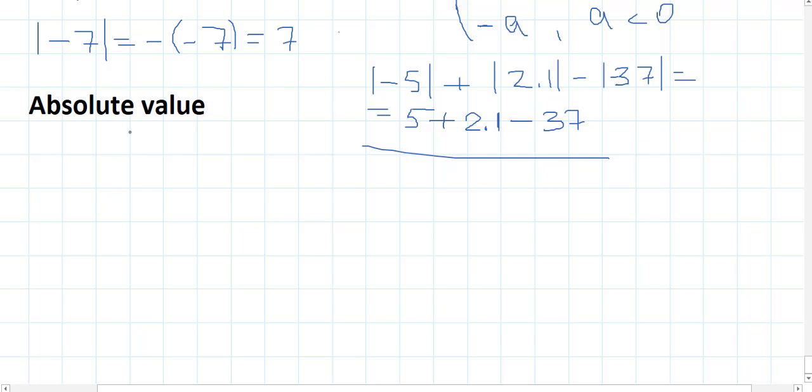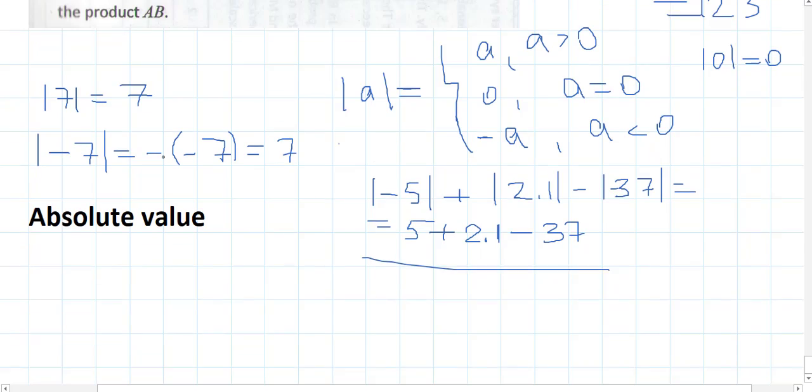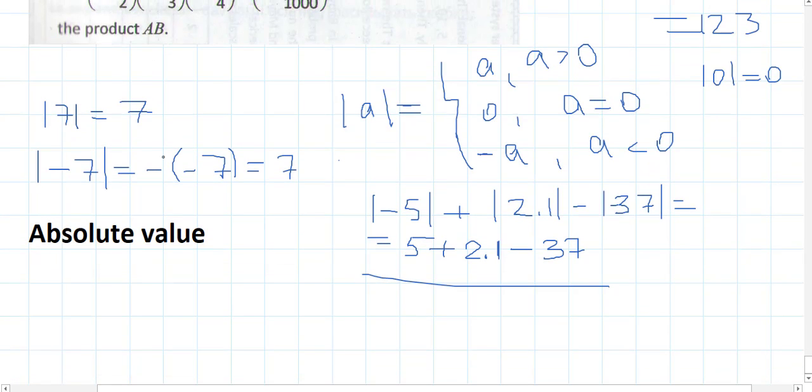The equations and inequalities connected with absolute values, absolute value inequalities, we will do later in our practices. So now it's enough just knowing the definition of absolute value, and I think it's clear.